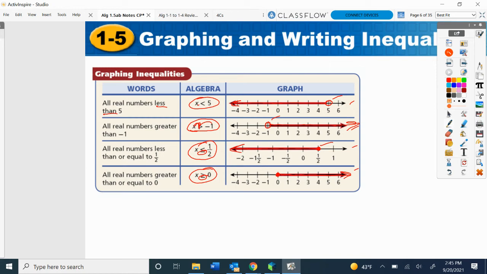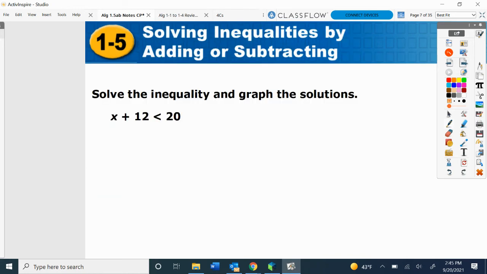All right, so let's check out some problems. We'll solve them and we'll graph them. So here's our first one. x plus 12 is less than 20. So let's go ahead and solve it. It's a nice one-step equation. So we're just going to cancel out 12 by doing -12. And if we do that, we have x drop down the same exact symbol, and your answer 8. Okay, so you got x is less than 8.